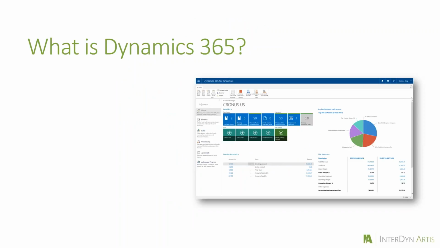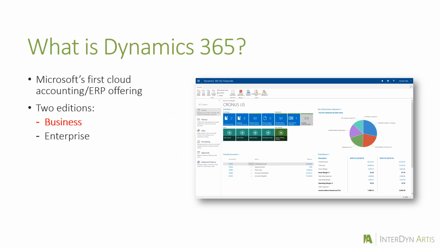So what exactly is Microsoft Dynamics 365? It is Microsoft's first true cloud accounting or ERP offering, which is Enterprise Resource Planning Solution. And there are two editions. There's a business edition, which the 365 for Financial Solution is the only application within. But there's also an enterprise edition, and that's going to have a lot of the CRM functionality, your sales and your customer service, field service, project service automation. It also has operations, which is essentially Dynamics AX7. But today we're going to focus on the business edition, the Dynamics 365 for Financials piece.